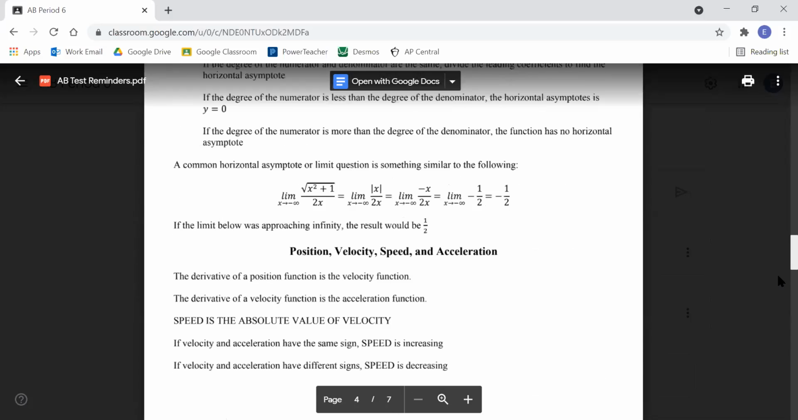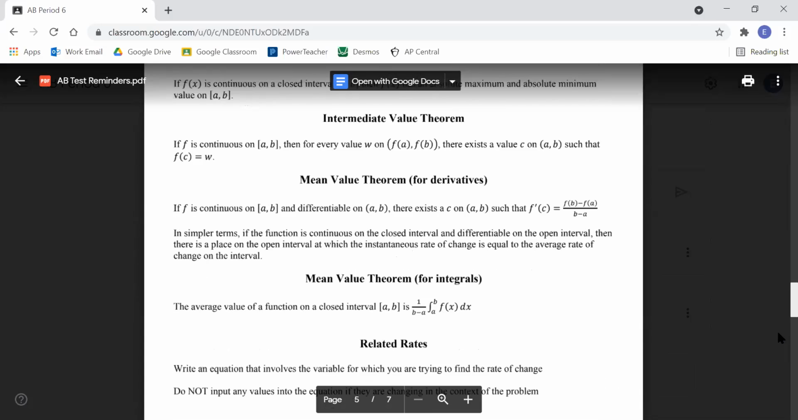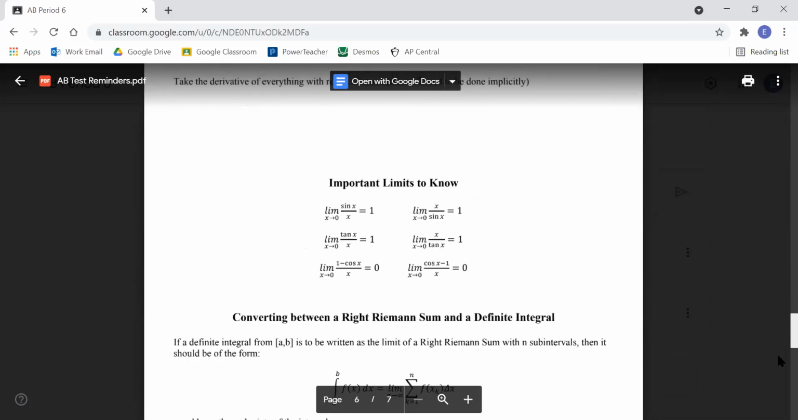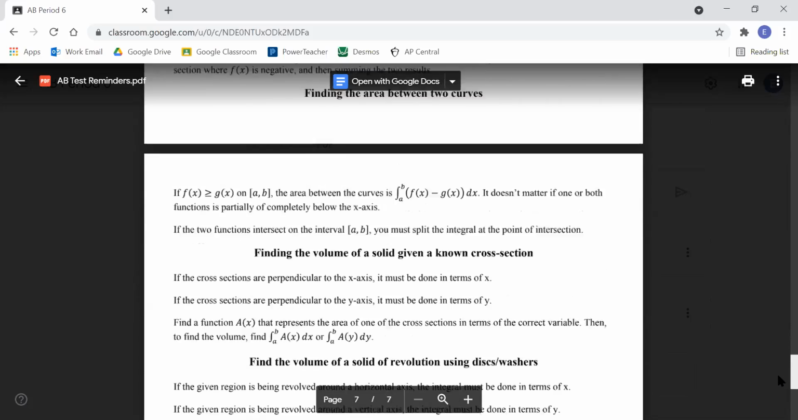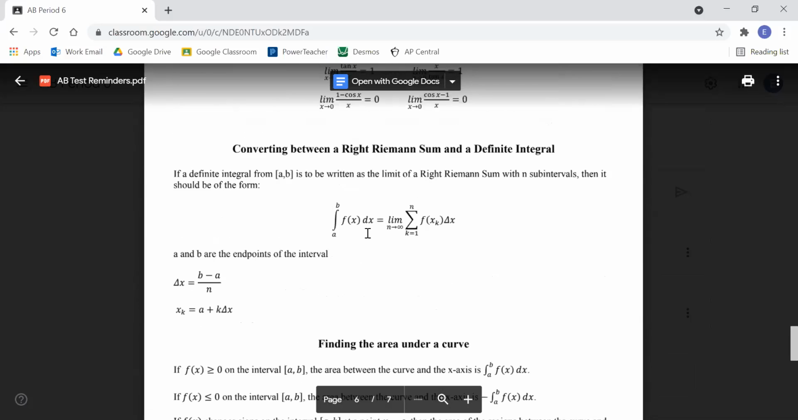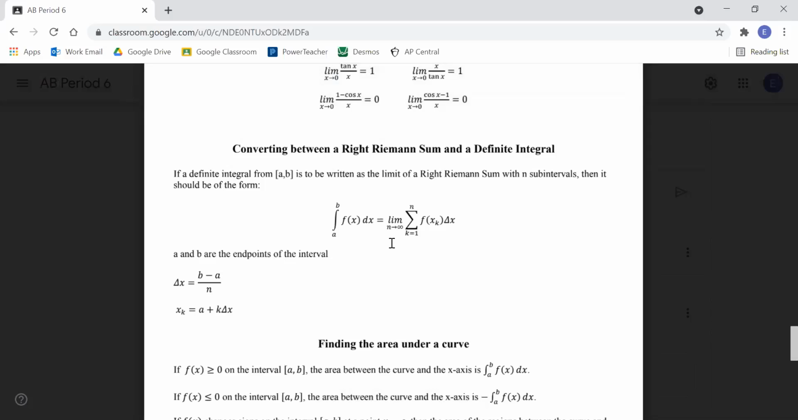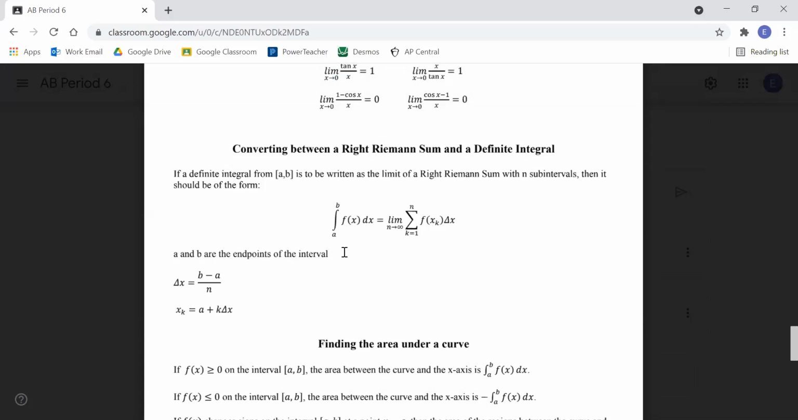Usually in the multiple choice, there is a question where, I know it's in here. There it is, where you have to convert between an integral and turn it into the limit notation with the summation. And so these are the 2 formulas that you need to know to be able to do that. There's almost always one of those in the multiple choice.